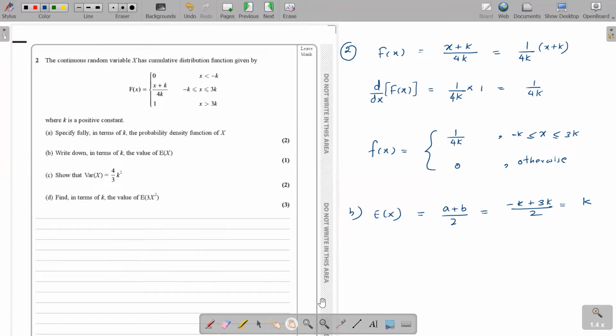Okay, then part C, they ask you to show that the variance of X is 4 over 3 k squared. How do we show Var(X)? For Var(X) also in continuous uniform distribution, we have a special formula. You need to remember the equations. For a continuous uniform distribution, it was (b minus a) squared over 12. E(X) is (a plus b) over 2, and Var(X) is (b minus a) squared over 12. Can you input the values? The b value is 3k, minus the a value, minus k, squared, over 12. Get the answer?